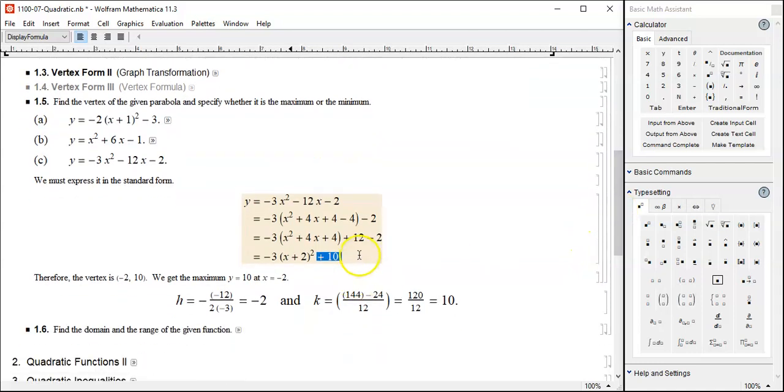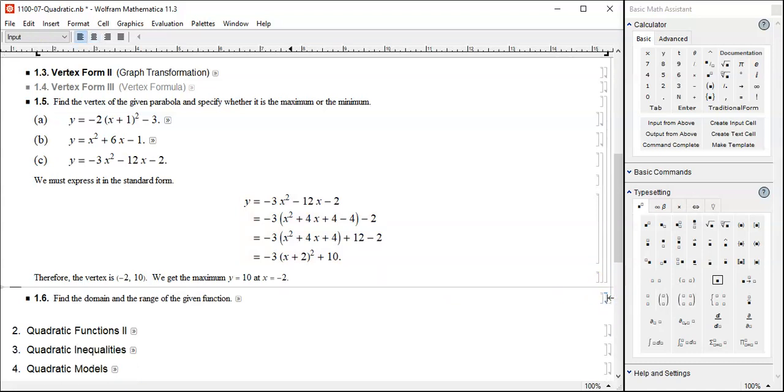So either I use the complete square method or the formula method, I'm going to get the same thing. Either way, h comma k is negative 2 comma 10, and that's the maximum because we have a negative leading coefficient, concave down.